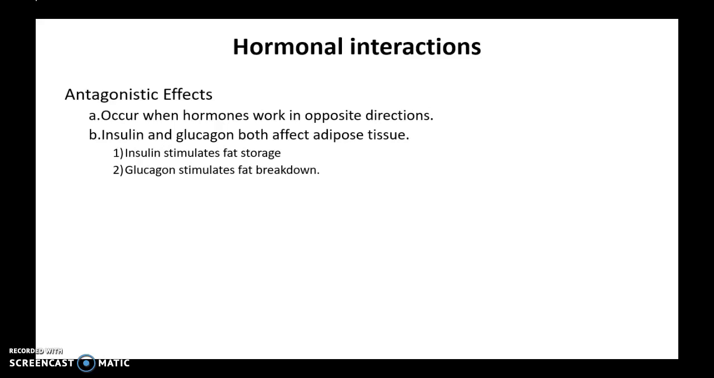Insulin promotes formation of fat, whereas glucagon promotes breakdown of fat. So these two hormones, insulin and glucagon, work opposite to one another, in opposite directions.